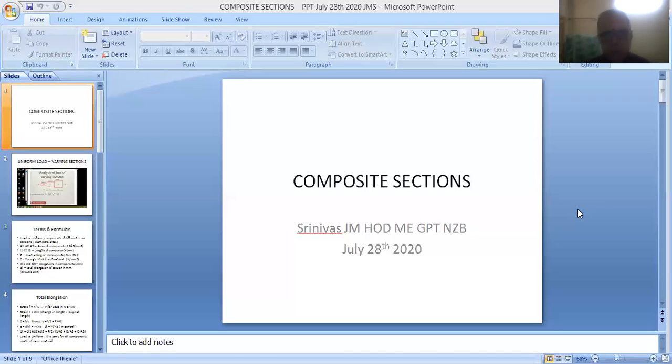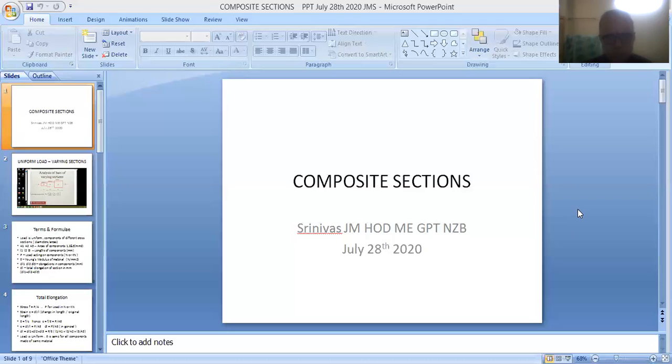Generally, here we will be asked to measure the total elongation of the composite section. Measurement of total elongation is the only question that is mostly asked in this particular topic. So friends, measurement of total elongation of the given composite section is the question to be answered in the examinations.